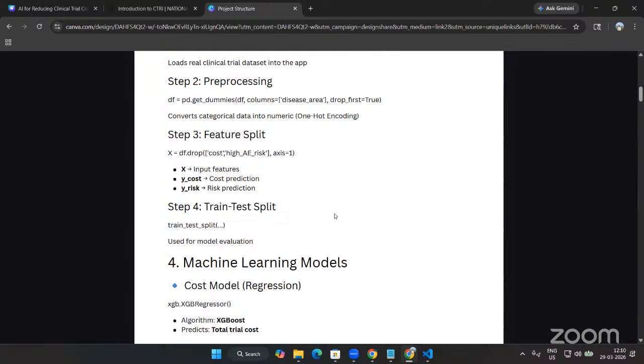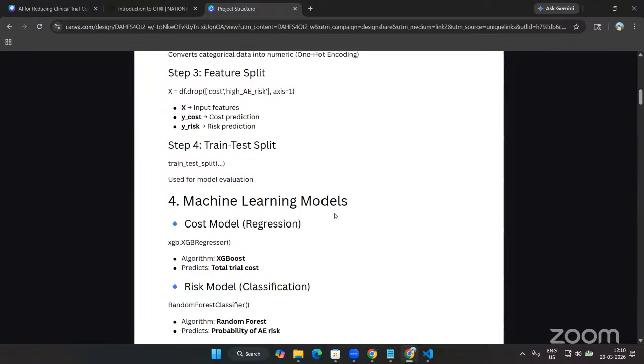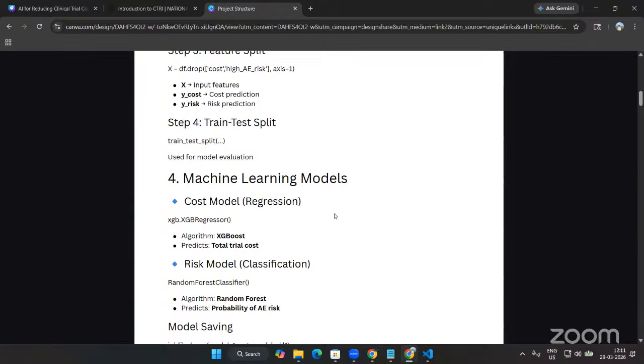Now further, the next step is train test split. So this step number 4, which is train test split, is used for dividing the data into training and testing. We divide the data into training, validation, and testing. So why do we do so?